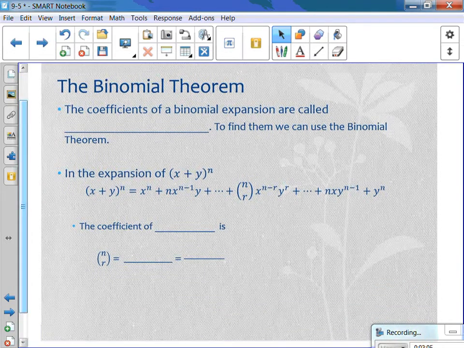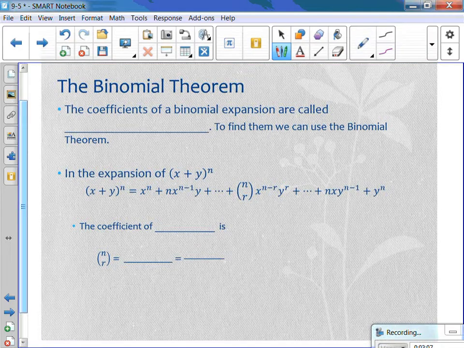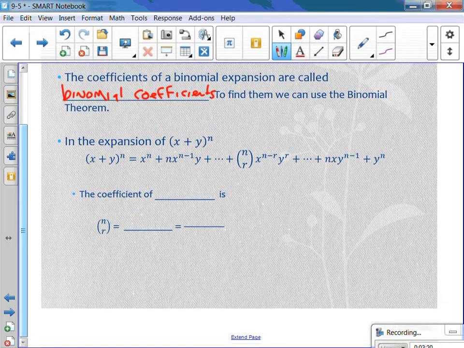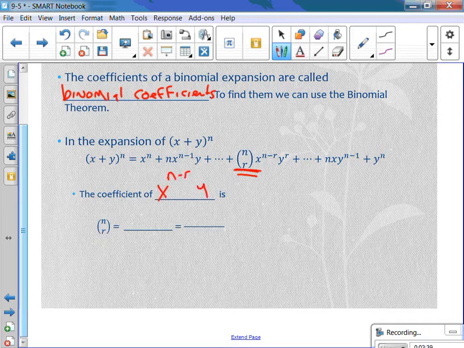Binomial theorem says that the coefficients of binomial expansion are called our binomial coefficients. To find them, we use that binomial theorem. So again, if we look at that x plus y to the nth power, x to the n, then the powers of my x decrease by 1, so x to the n minus 1, and so forth, where my y powers are increasing. But our coefficient, here we have that coefficient of x to the n minus r times y to the r.